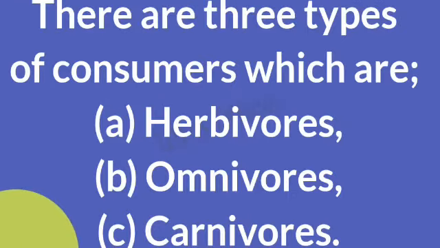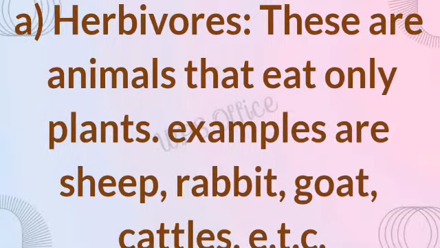Now, there are 3 types of consumers, which are: A. Herbivores, B. Omnivores, C. Carnivores. What are herbivorous animals? These are animals that eat only plants. Examples are sheep, rabbits, goats, cattle.